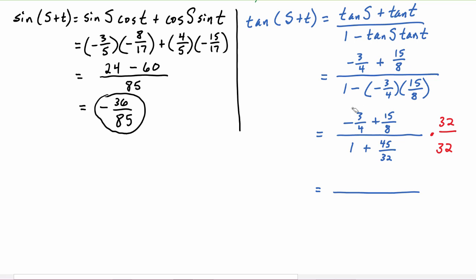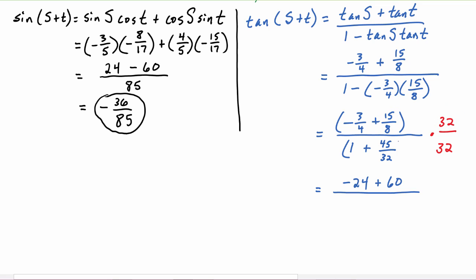Now let's look at the numerator of this complex fraction. We have to distribute that 32 over both of these fractions. So when we take 32 times this first fraction, the 4 will cancel the 32 and become 8. 8 times negative 3 is negative 24. Plus, when we take 32 times this second fraction, the 8 goes into 32 4 times. 4 times 15 is 60.